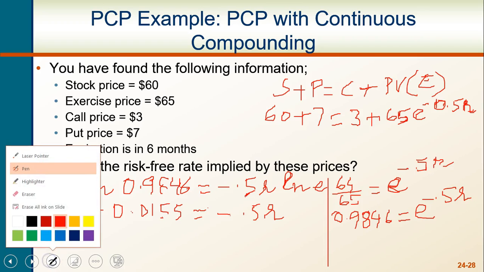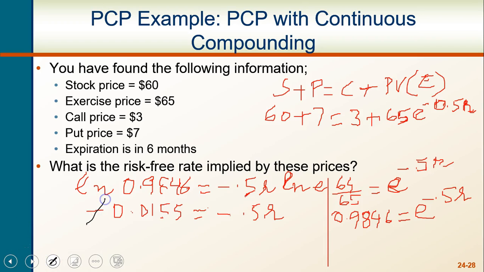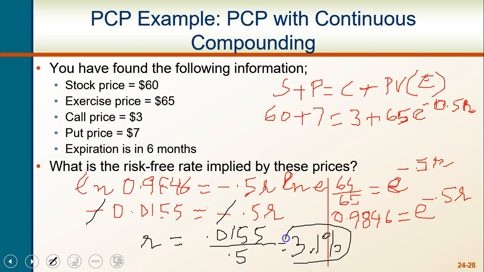Now both sides are negative, so the minus sign cancels out with the minus sign, and r will be equal to, let's see if I can write that in the remaining space, 0.0155 divided by 0.5. Let me quickly check it on the calculator. Divided by 0.5 is going to give me approximately 3.1%. 0.03103 is what I see on my calculator, so approximately 3.1% is the rate here. So this is our result.